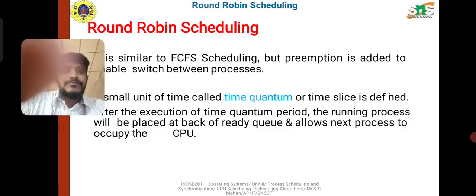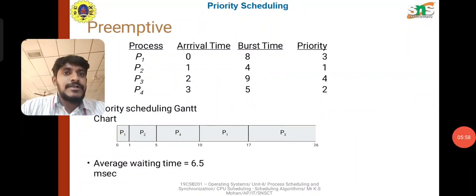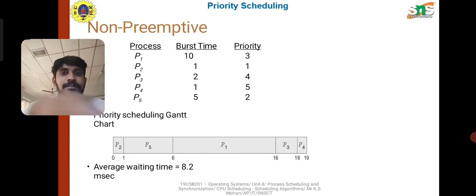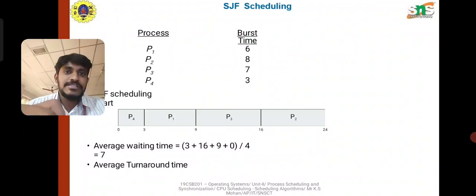Before starting round robin scheduling, in this lecture video we have discussed what FCFS is, what priority scheduling is, and what SJF is.